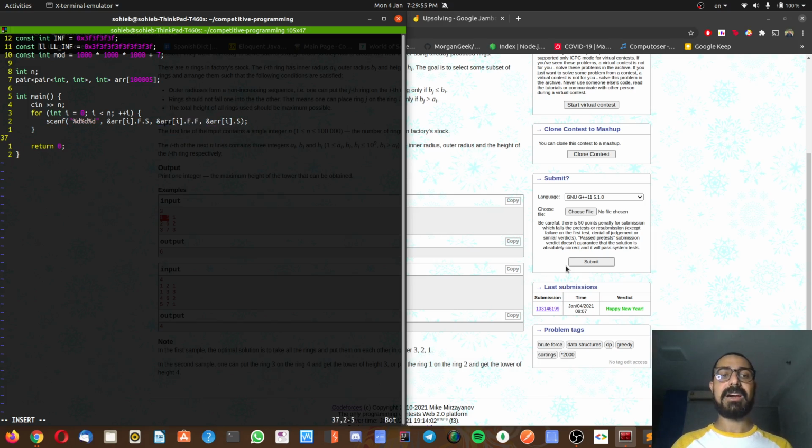Now let's merge all of the elements with the same outer. Since this structure has the outer radius at the beginning, we can simply run sort, and it will sort them by the outer. And since we are interested in sorting in decreasing order, we can just reverse this sort.